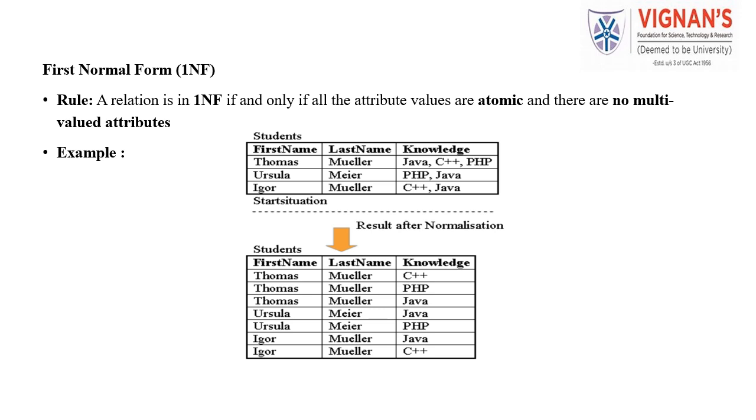To convert the table into 1NF, we split the multivalued attribute. Each row now stores only one knowledge value. For example, instead of Java, C++, PHP, we create separate rows for Java, C++, and PHP. After normalization, each column contains only atomic values. No cell has more than one value. The table now follows the rules of 1NF. So, the new table is successfully converted into first normal form.